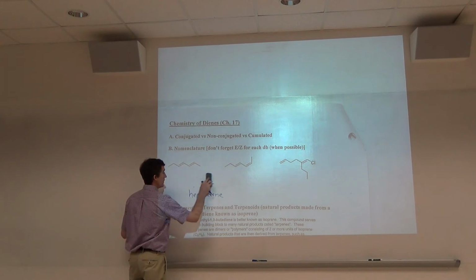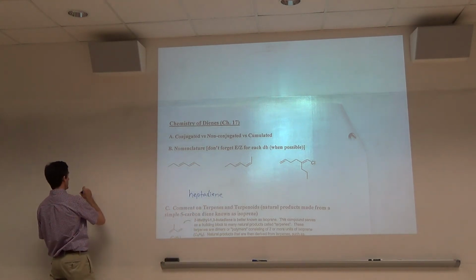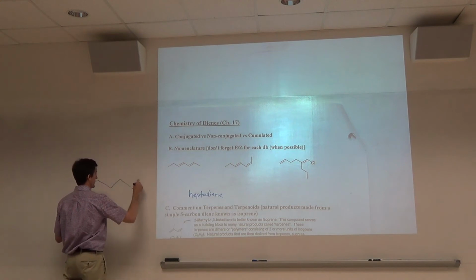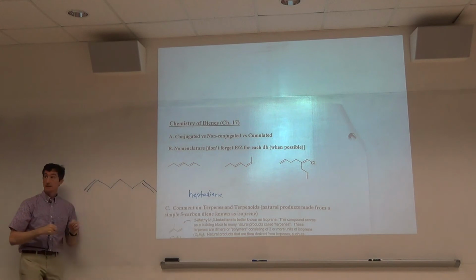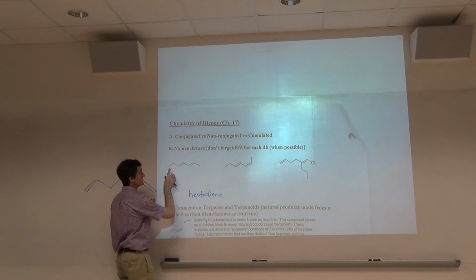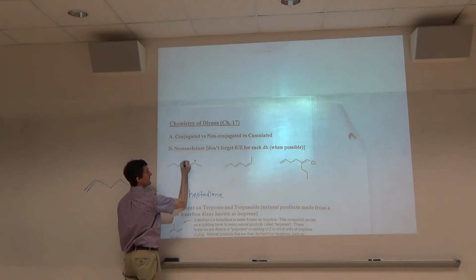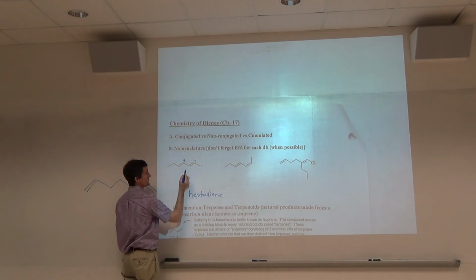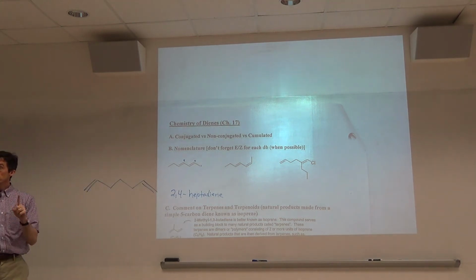But we need to say where the double bonds are at, because I could give you a 1, 2, 3, 4, 5, 6, 7. That's a heptadiene. Where are the double bonds? Well, lowest numbers. That's going to be 1, 2, 3, 4. This would be a 2,4-heptadiene, with the two numbers indicating where the double bond is at.